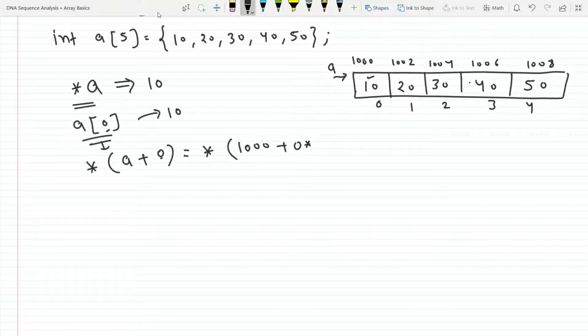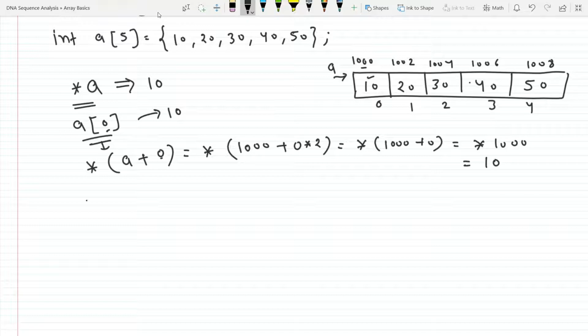So what is the data type size? Here the data is what? Integer. So integer by default, I'm assuming that it takes 2 bytes, so 0 into 2. So what will be the answer in that case? In that case, star of 1000 plus 0, which is nothing but star 1000, means the value at 1000. So what is the value at 1000? The value at 1000 is 10. So this will give me 10.